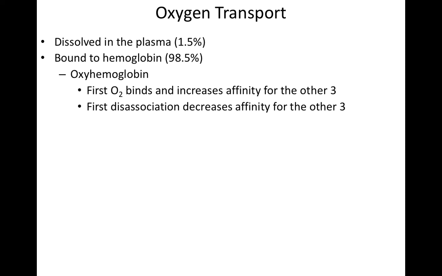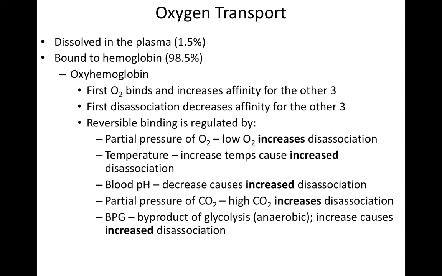Once you get rid of one, it's easier to get rid of the others. Now, this is a reversible binding, and there's several factors that are going to play into how much oxygen dissociates from hemoglobin out in the tissues. So we're going to look at 5 different things. The first is the partial pressure of oxygen. If the tissue has a low level of oxygen, it's going to increase dissociation so that the oxygen can move off the hemoglobin and into the tissues.